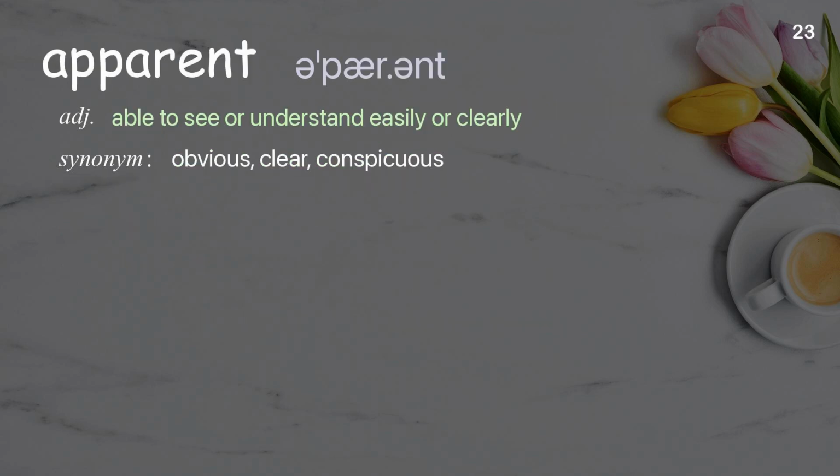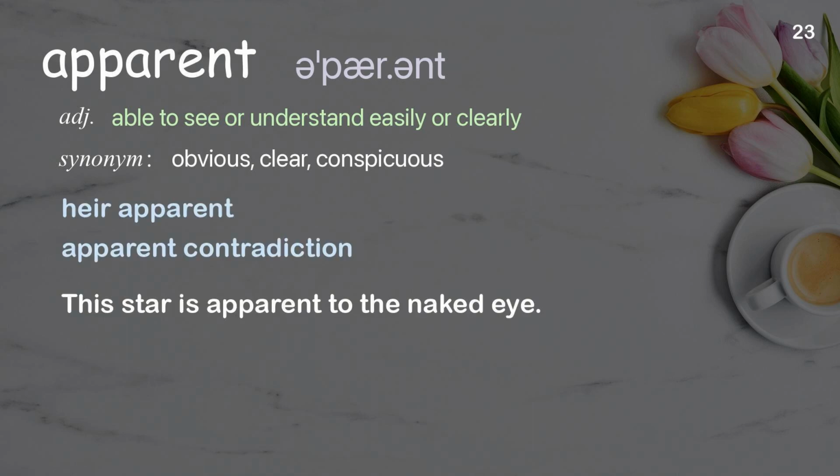Apparent. Able to see or understand easily or clearly. Examples: Heir apparent. Apparent contradiction. This star is apparent to the naked eye.